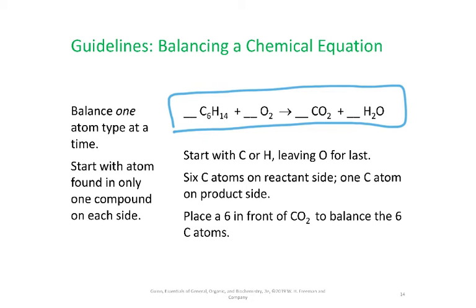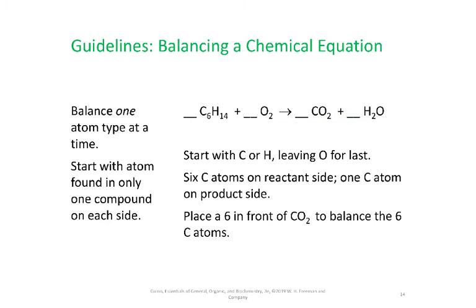So first thing we want to do is balance one atom type at a time. And there is kind of a strategy to this. We want to start with an atom found in only one compound on each side, right? So for example, oxygen, see, oxygen is here in two different molecules, so we want to save that for later. Also, another key, oxygen is by itself right here. So whatever we end up with oxygen at the end, if it's not balanced, we can simply adjust this one without messing anything else up, right?